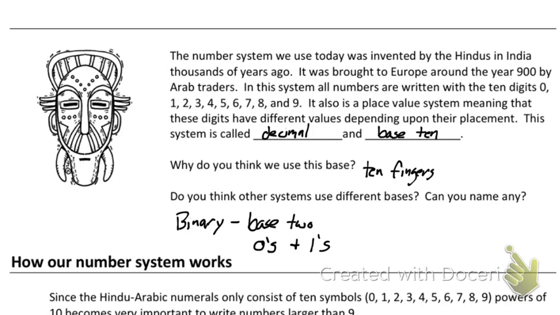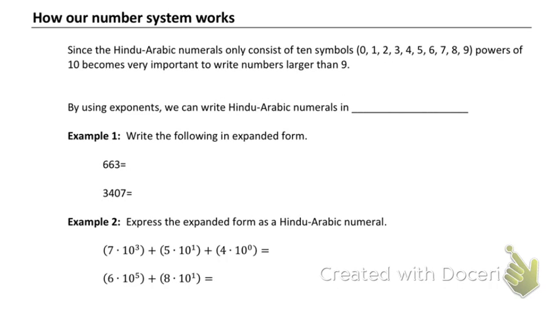So on the back side, we're going to get into how it works with just zeros and ones. But until then, let's delve deeper into how our system works first. We're going to need what we're learning here tomorrow, because tomorrow we're going to learn how we go from one base, so if I give you base 30, how to get back to base 10. But we're just going to start with ours. Since the Hindu Arabic numerals only consist of 10 symbols, powers of 10 become very important, because every time I run out of a symbol, I move that place value to 10, or 20, or 200, or 2000, which are all powers of 10.